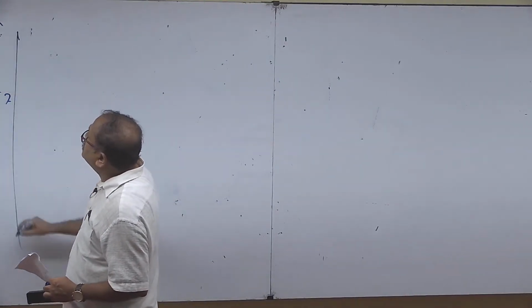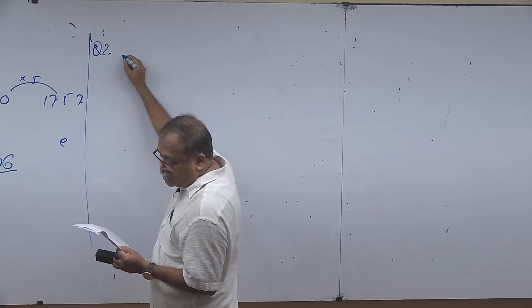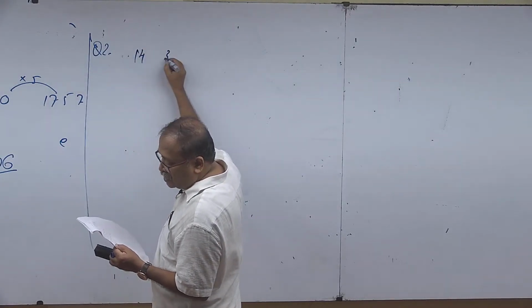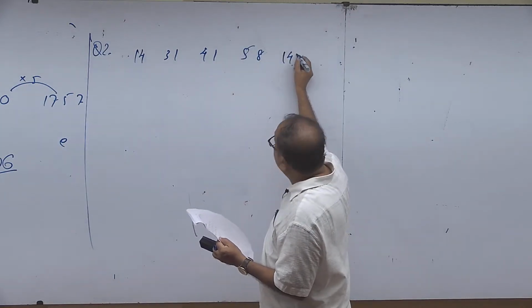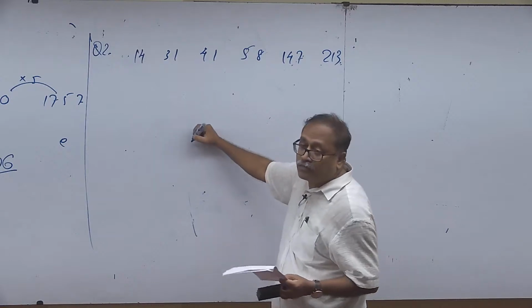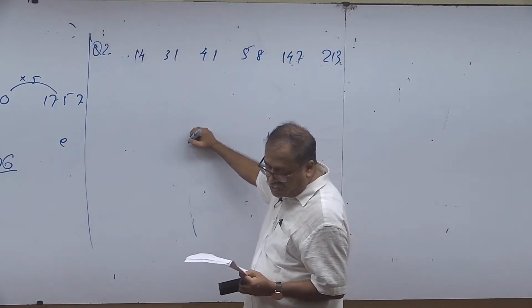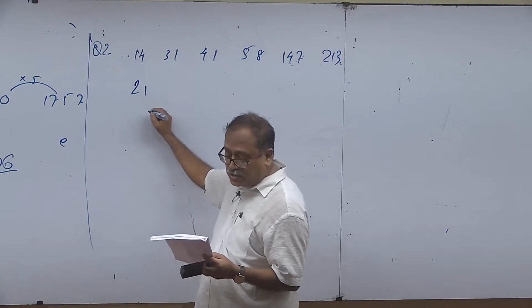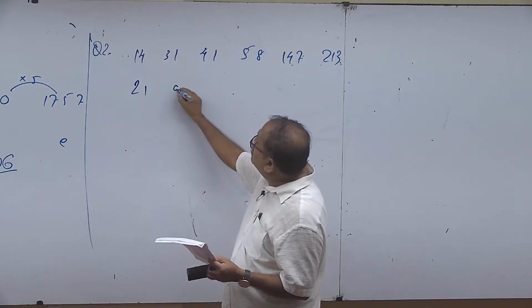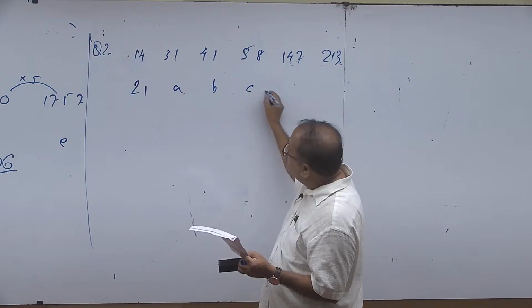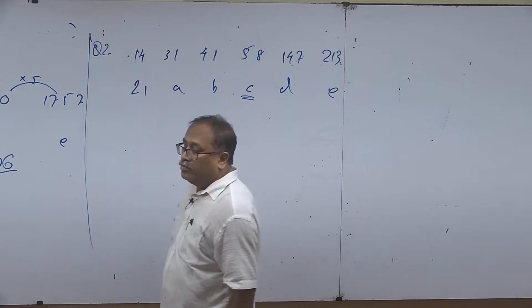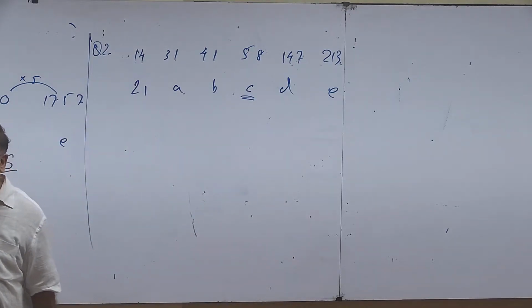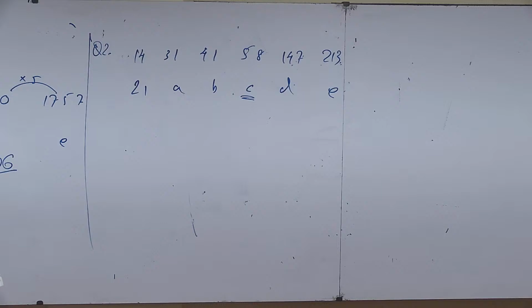Now the second question on this: 14, 31, 41, 58, 147, 213, and the next number starts with 21, next series, and this is A, B, C, D and E. What is C? Before I find out what is C, I need to find out the logic in the first sequence. So what is the logic in the first sequence?